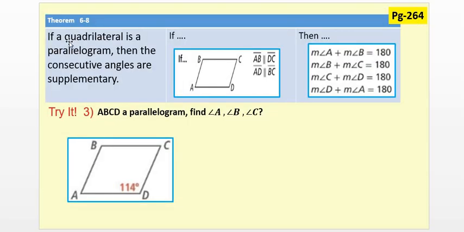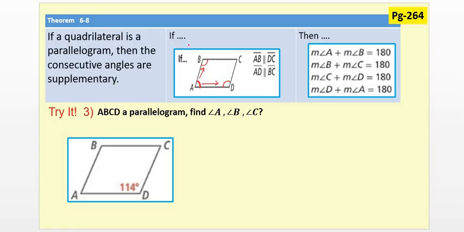Next, theorem 6.8, it says if a quadrilateral is a parallelogram, then the consecutive angles are supplementary. What is the meaning of consecutive angles? Look at this, if I go from angle A to angle C, angle C is called the opposite angle to angle A, right? But if I go to angle B or angle D, the neighboring angles beside A, those are the consecutive angles. So these angles B and D are the consecutive angles to angle A.